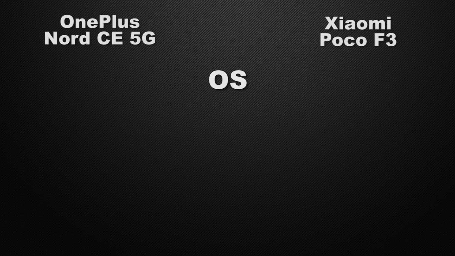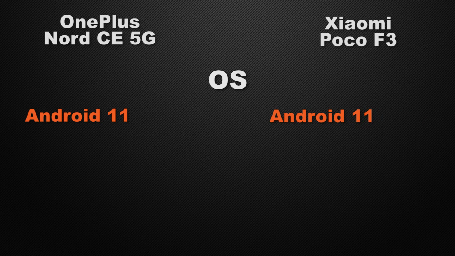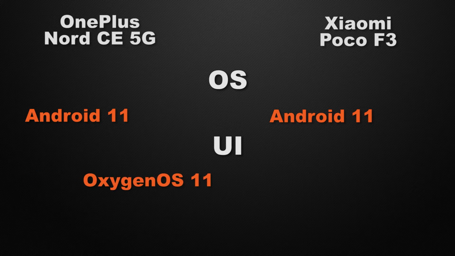Moving to the performance of the devices, let's start with the operating system of the devices. Nord has Android 11 support, on the other side F3 has Android 11 support. So it's a tie. And about the user interface of the devices, Nord has Oxygen OS whereas F3 comes with MIUI. So it's a tie because both of the devices have different UI. So it's up to you which UI you like.